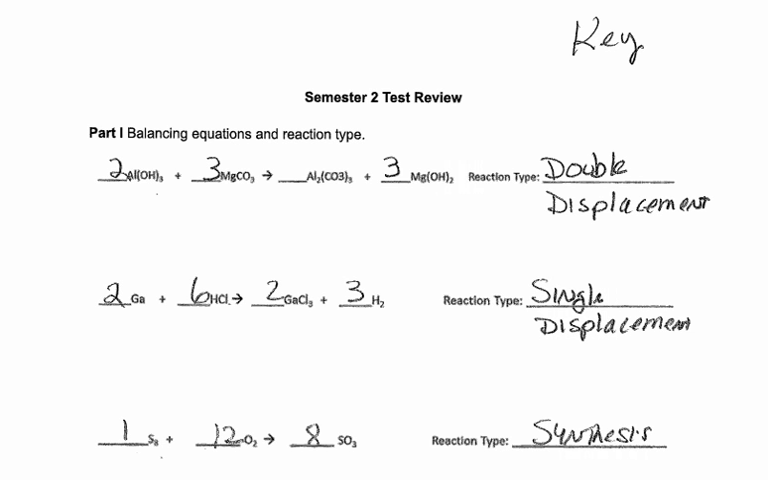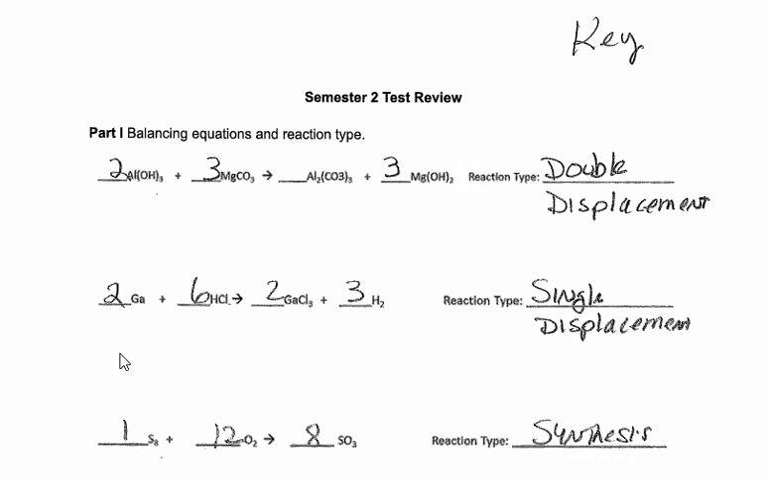This is a video answer key for the semester 2 test review, starting with balancing equations. We have a compound plus a compound makes a compound plus a compound, so that's a double displacement reaction. Balancing clue for this, look at your polyatomic ions and keep them together.